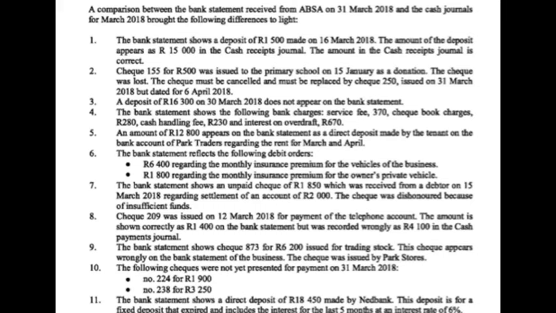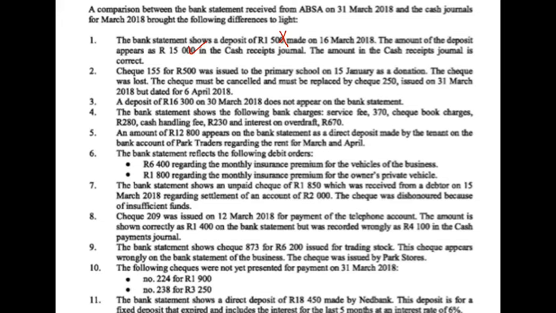The bank statement shows a deposit of 1,500 made on the 16th of March. The amount of the deposit appears as 15,000 in the cash receipts journal. The amount in the cash receipts journal is correct. So cash receipts journal correct and bank statement incorrect. So therefore the error needs to be corrected in terms of bank statement.